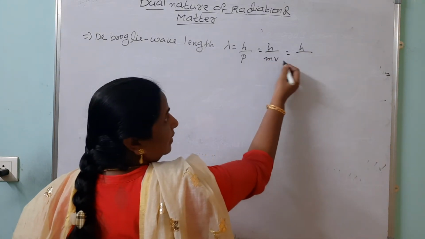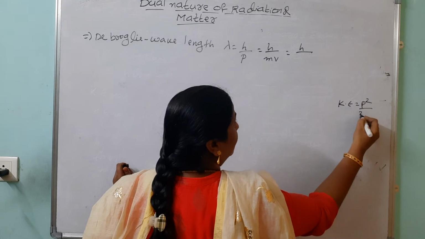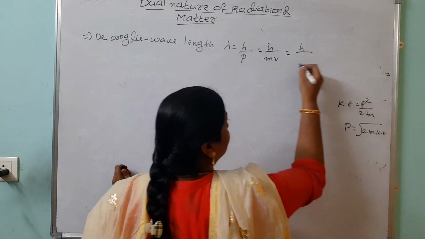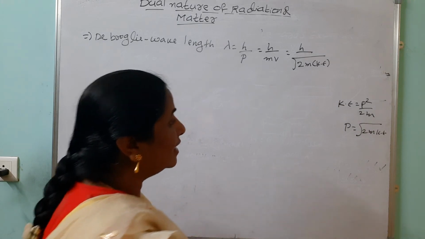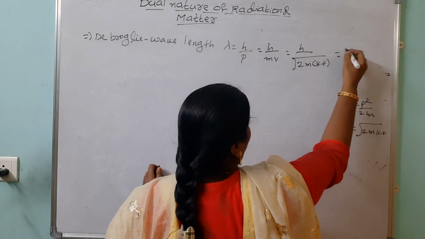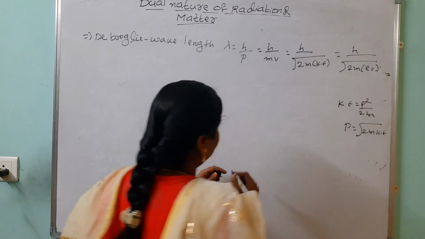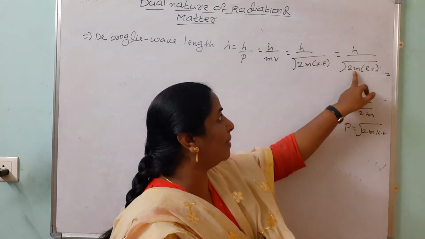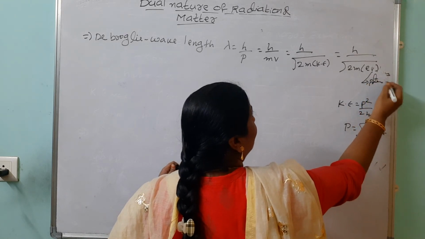Instead of momentum, in terms of kinetic energy, you know that KE equals p square by 2m. Then p equals under root 2m into kinetic energy. But here kinetic energy is provided by the electric potential, so in terms of electron volts also we should apply. So lambda equals h by under root 2m into eV. This is mass into velocity, this is mass into kinetic energy, this is mass into eV, where V belongs to potential.